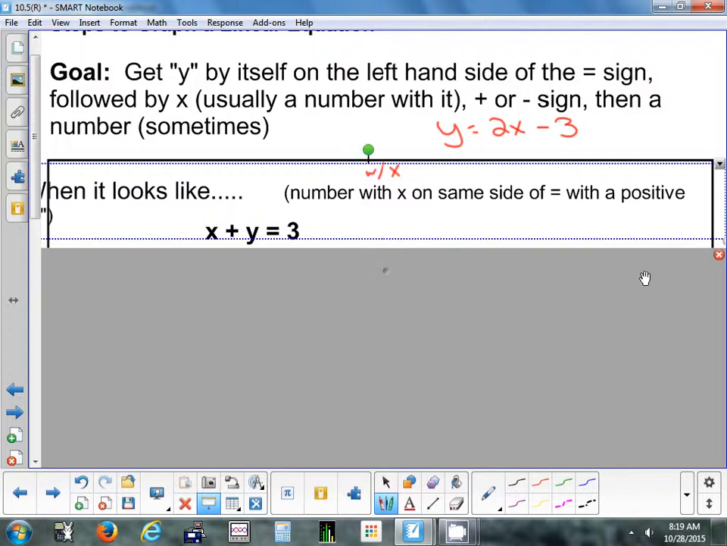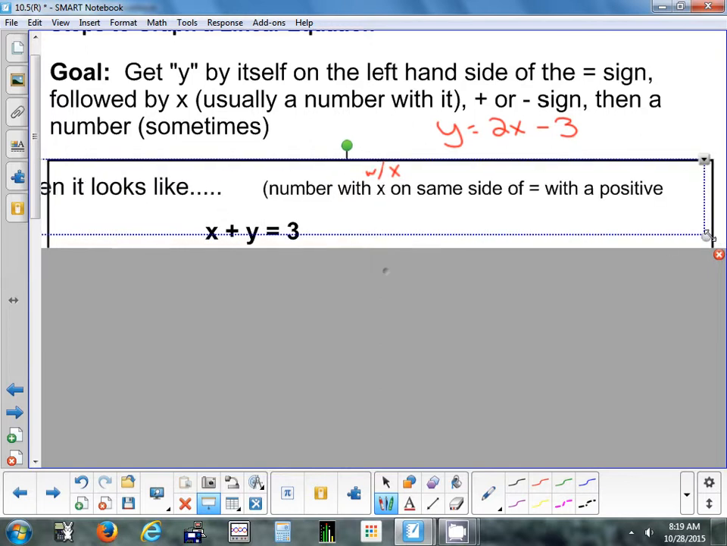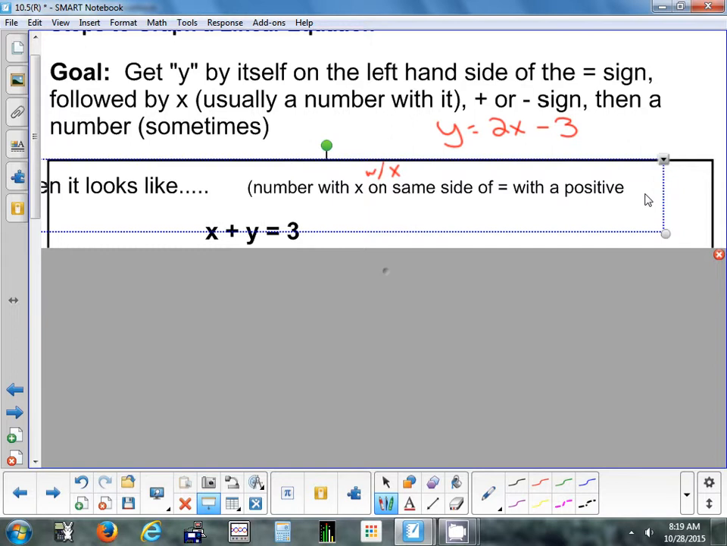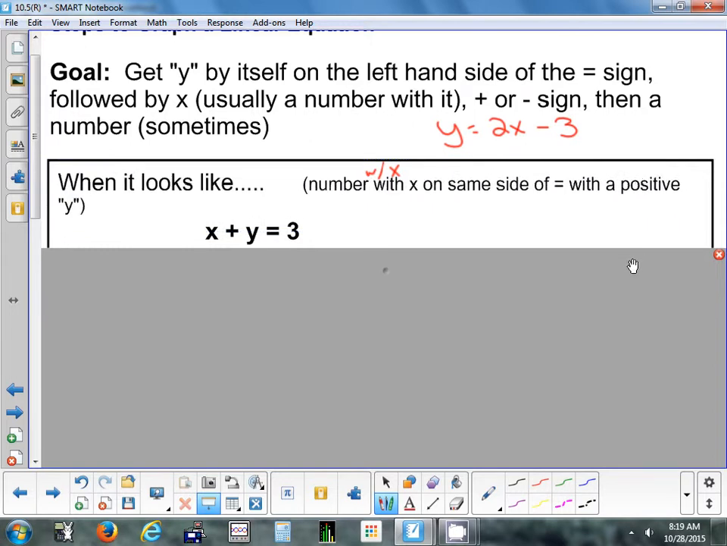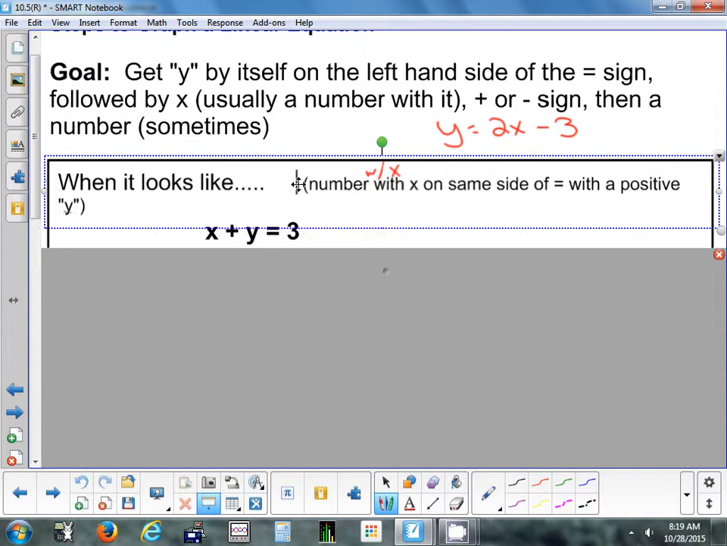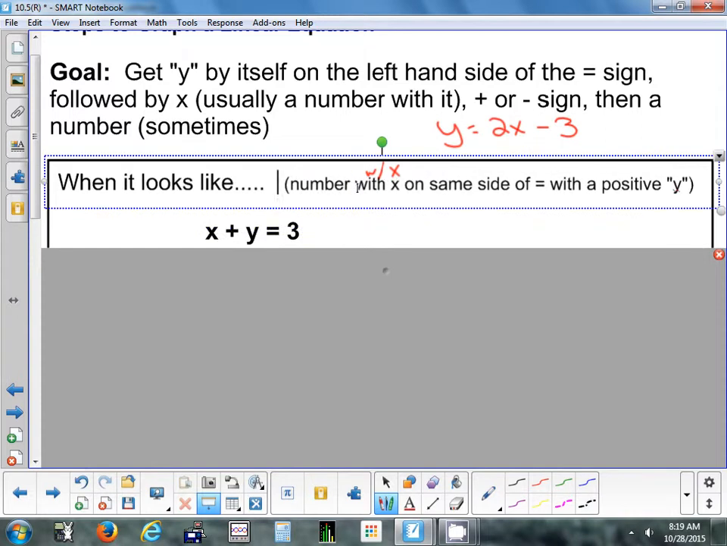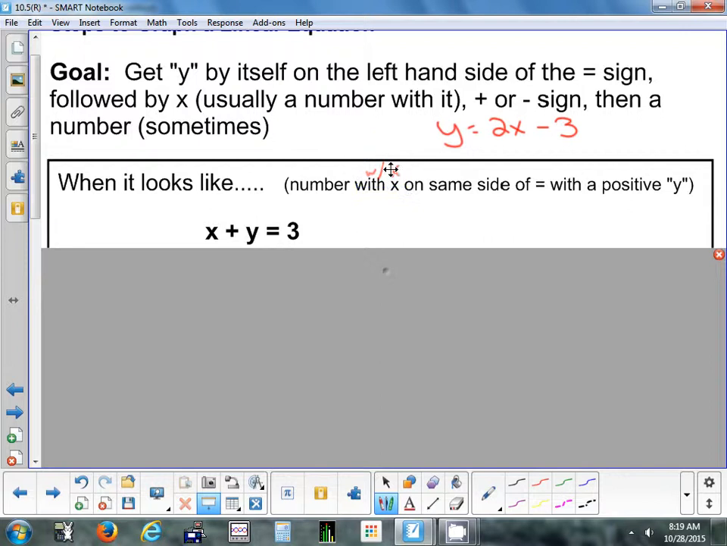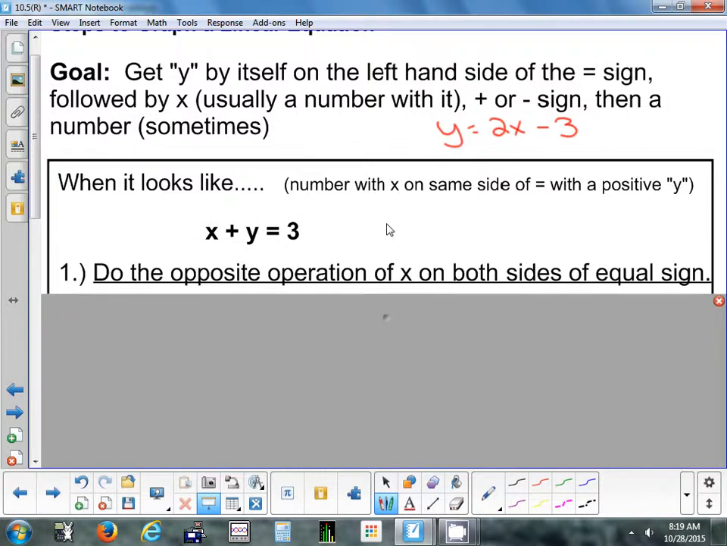So I want you guys to write that equation in that little box there. So you might have something that looks like this. I might have x plus y equals 3. So I have an x on the same side of the equal sign with y, and y is positive. All right? Everybody's got this? First thing I want to do, when I have something like that, x on the same side as y, and y is positive, I want to do the opposite operation of x on both sides of the equal sign.